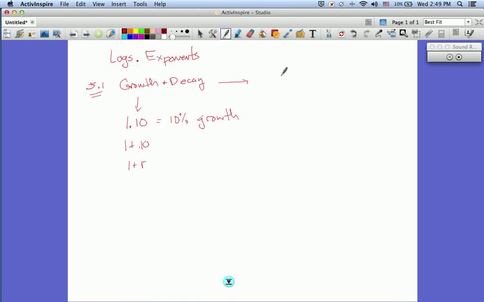So if we're looking at decay, if I gave you 0.90 as my multiplier, then that says I had a 10% decay. Okay, or depreciation. Just like growth could have been appreciation. Right? Growth is the same thing as appreciation. Right? You appreciate making money. And decay is depreciation. Okay, so that was the main focus of Unit 1.